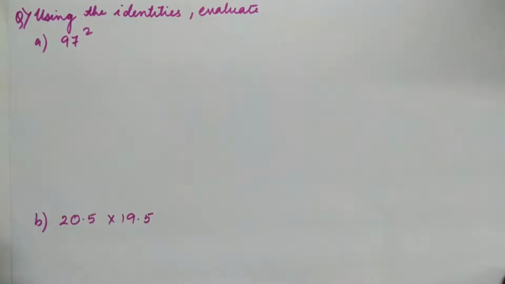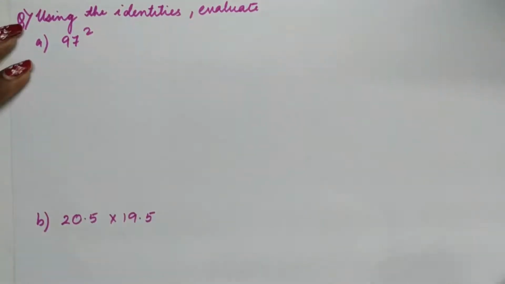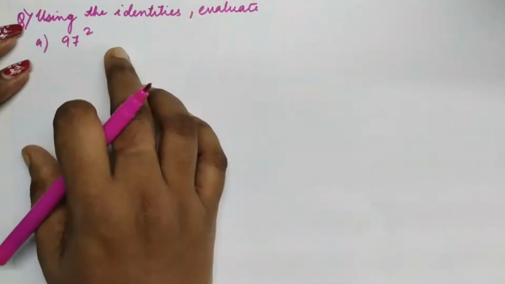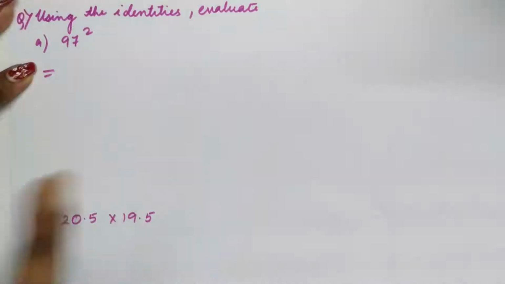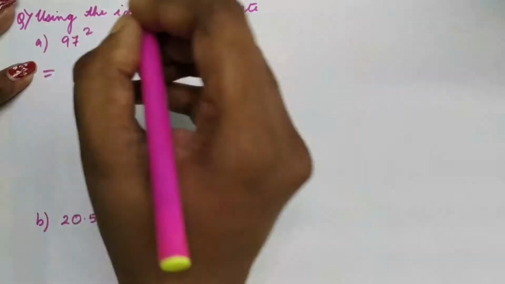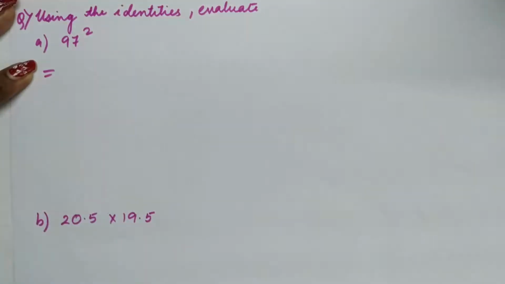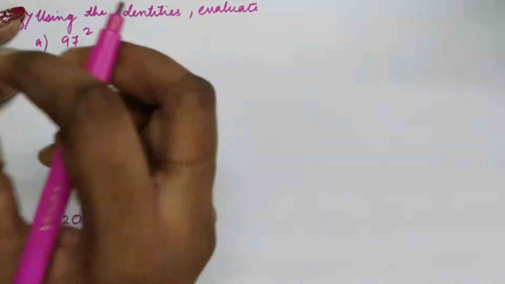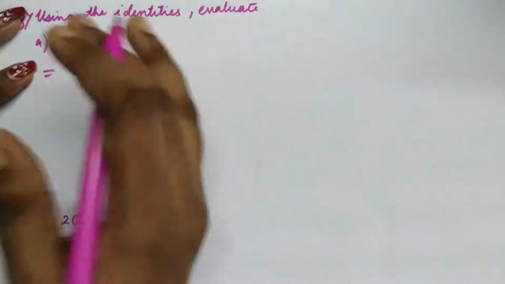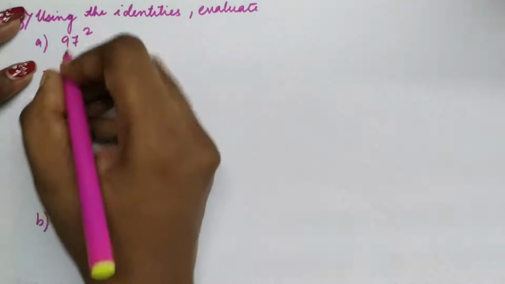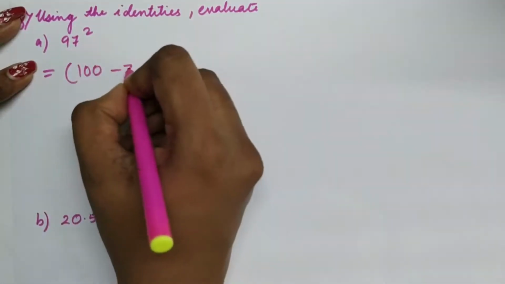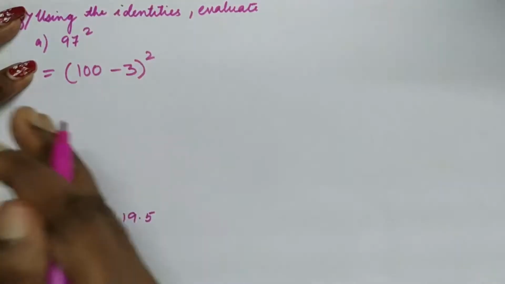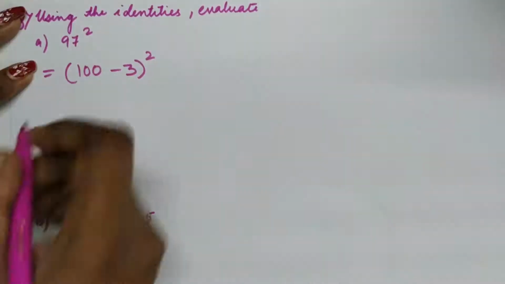Now in this question, it is asking to use the identity and evaluate 97 square. What many of you do is, you multiply 97 into 97 and give the answer. No, you don't have to do this. When you are asked to use the identities, you have to use one of the formulas that I showed you out of those four. So for 97 square, it will be easy if I write it as 100 minus 3, because 100 minus 3 will give me 97.